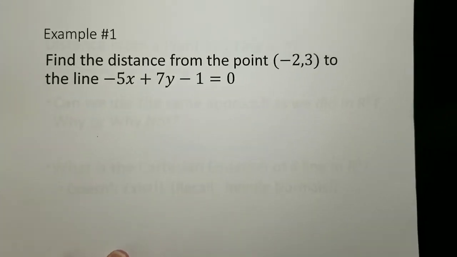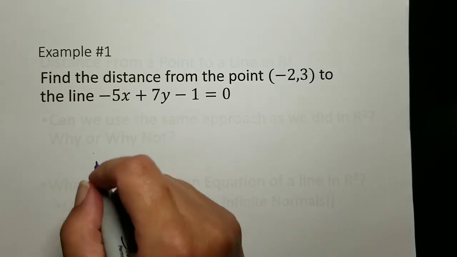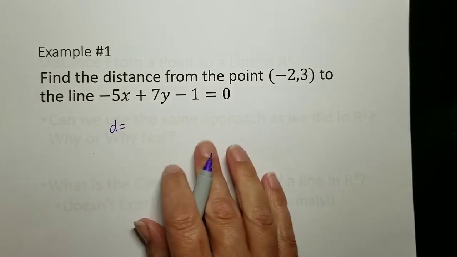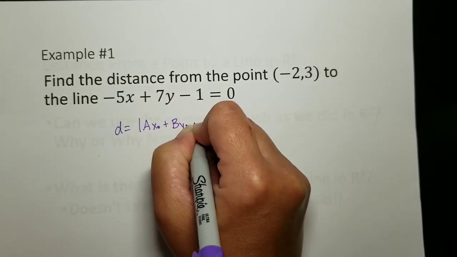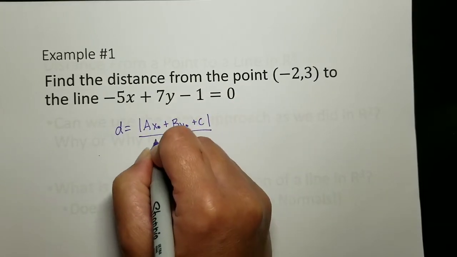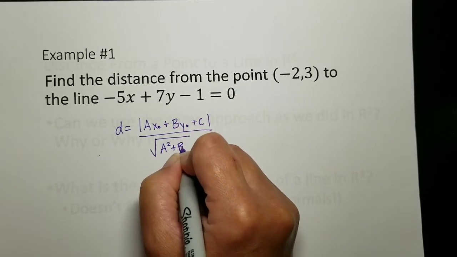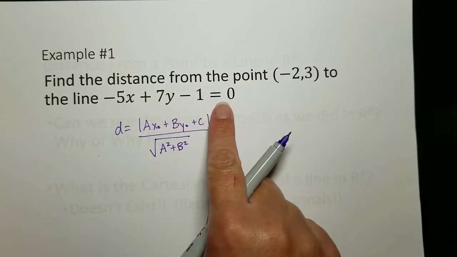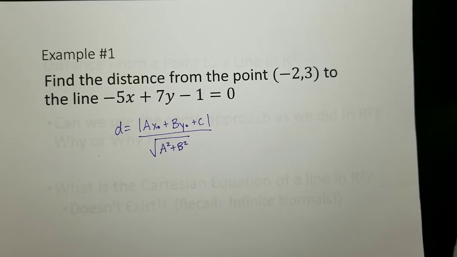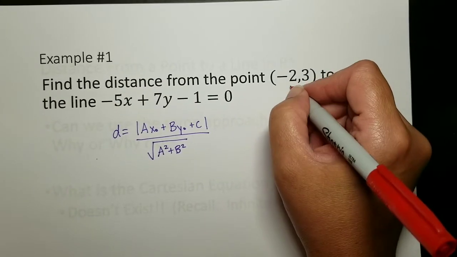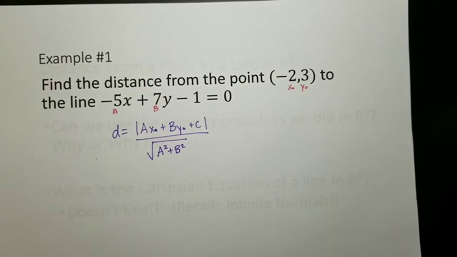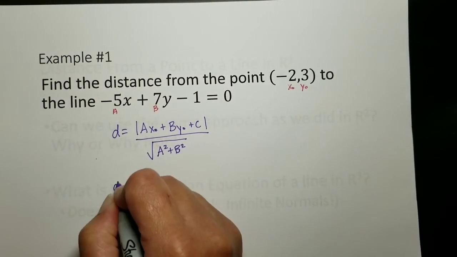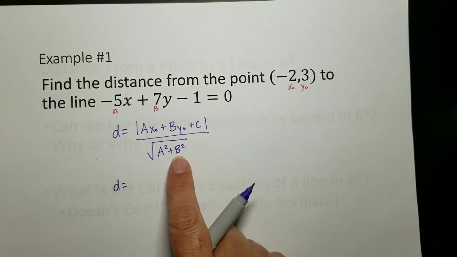So using that equation, we are going to take this distance equation, the absolute value of a x naught plus b y naught plus c over the square root of a squared plus b squared. So we have an equation of a line and we have a point. My point is going to be my x naught, y naught, and my a and b values are the coefficients of x and y in the Cartesian equation in R2. So we're just going to find the distance by using this formula that we came up with.